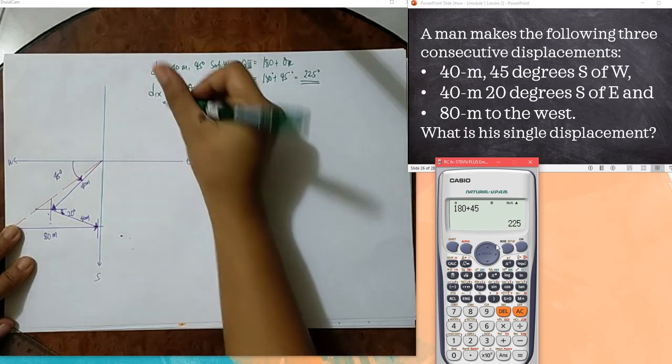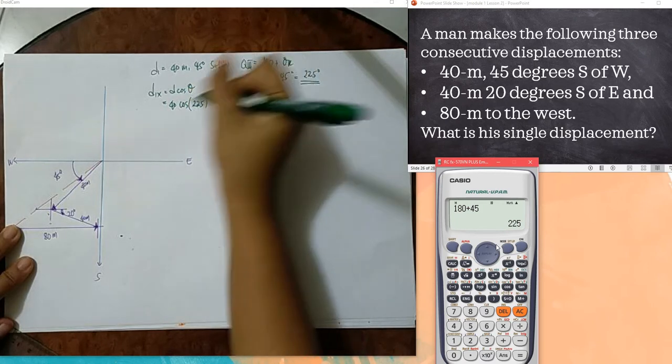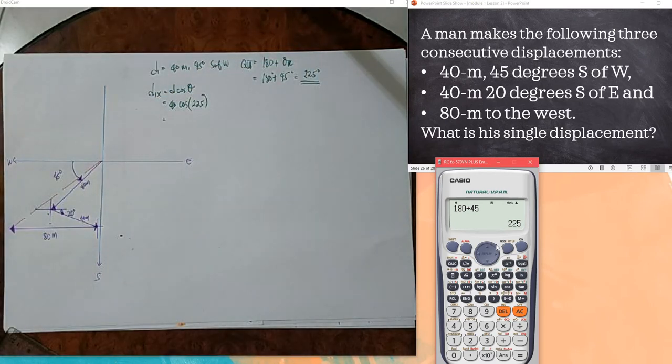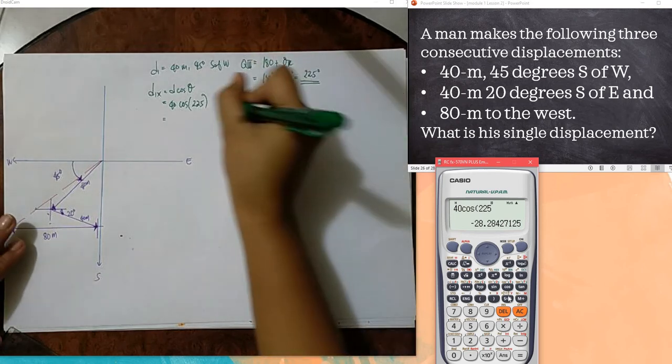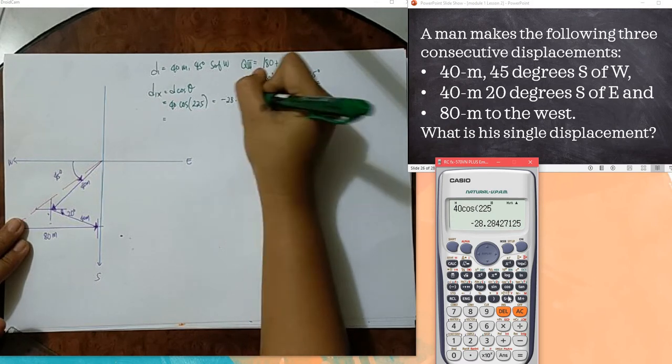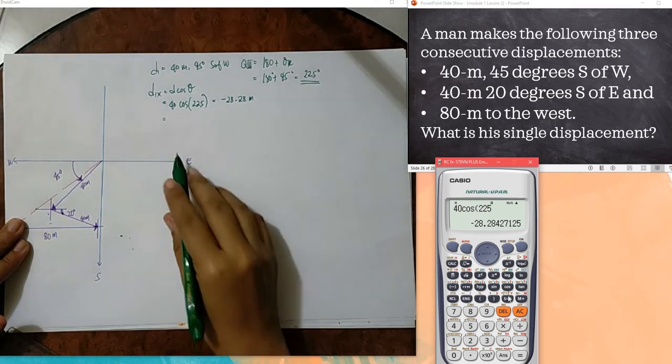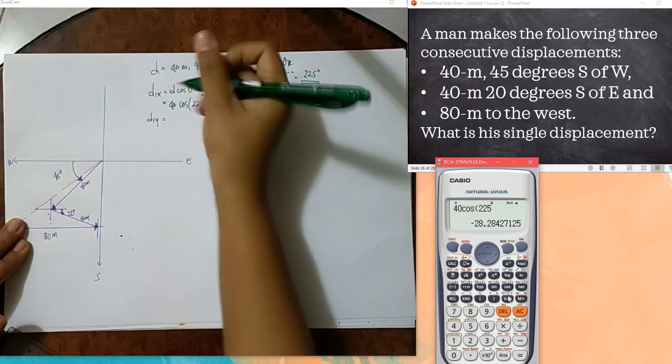So, we have 40 cosine 225. That is negative 28.28. So, I'll just put the answer here. Negative 28.28 meters. There it is. Okay, now let us go to d1y.